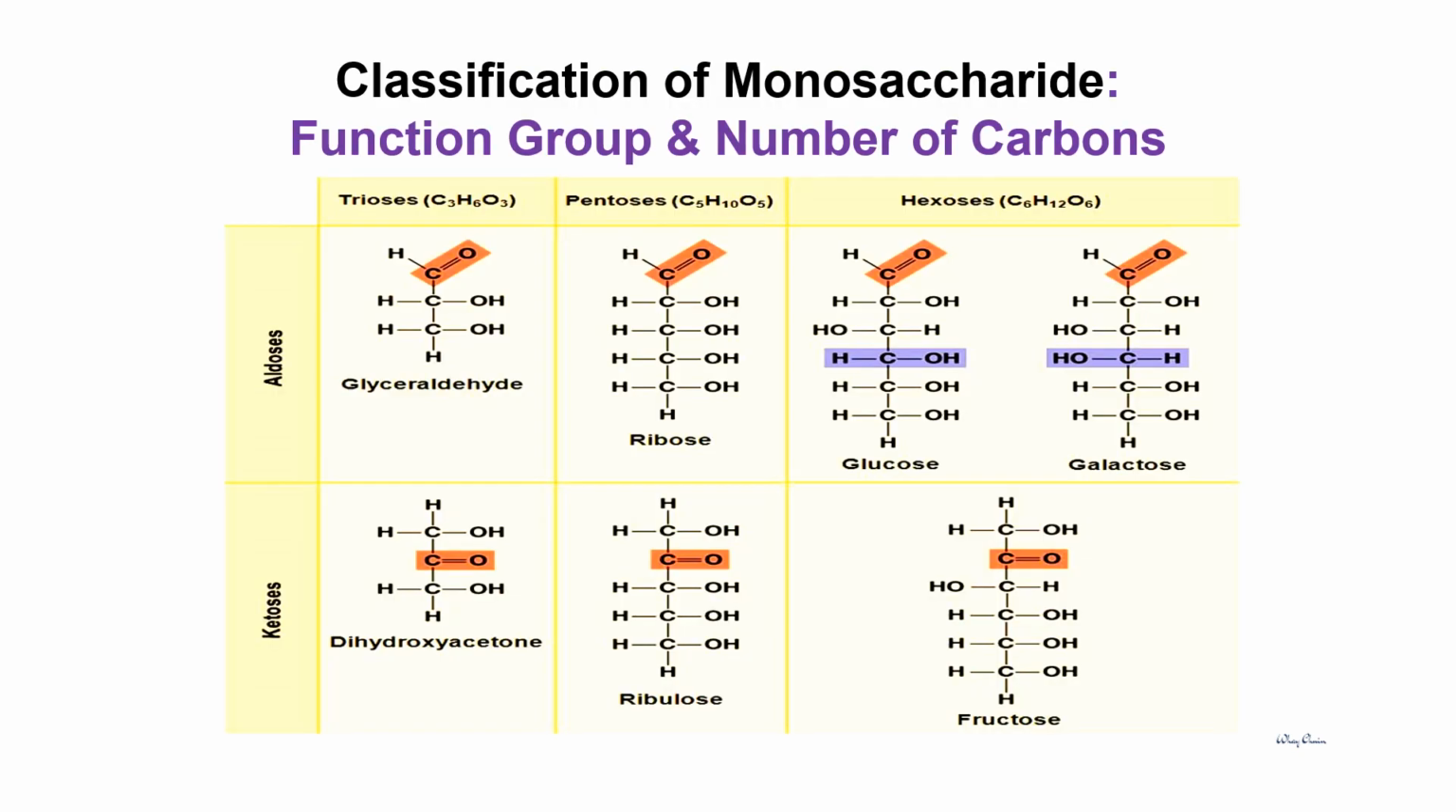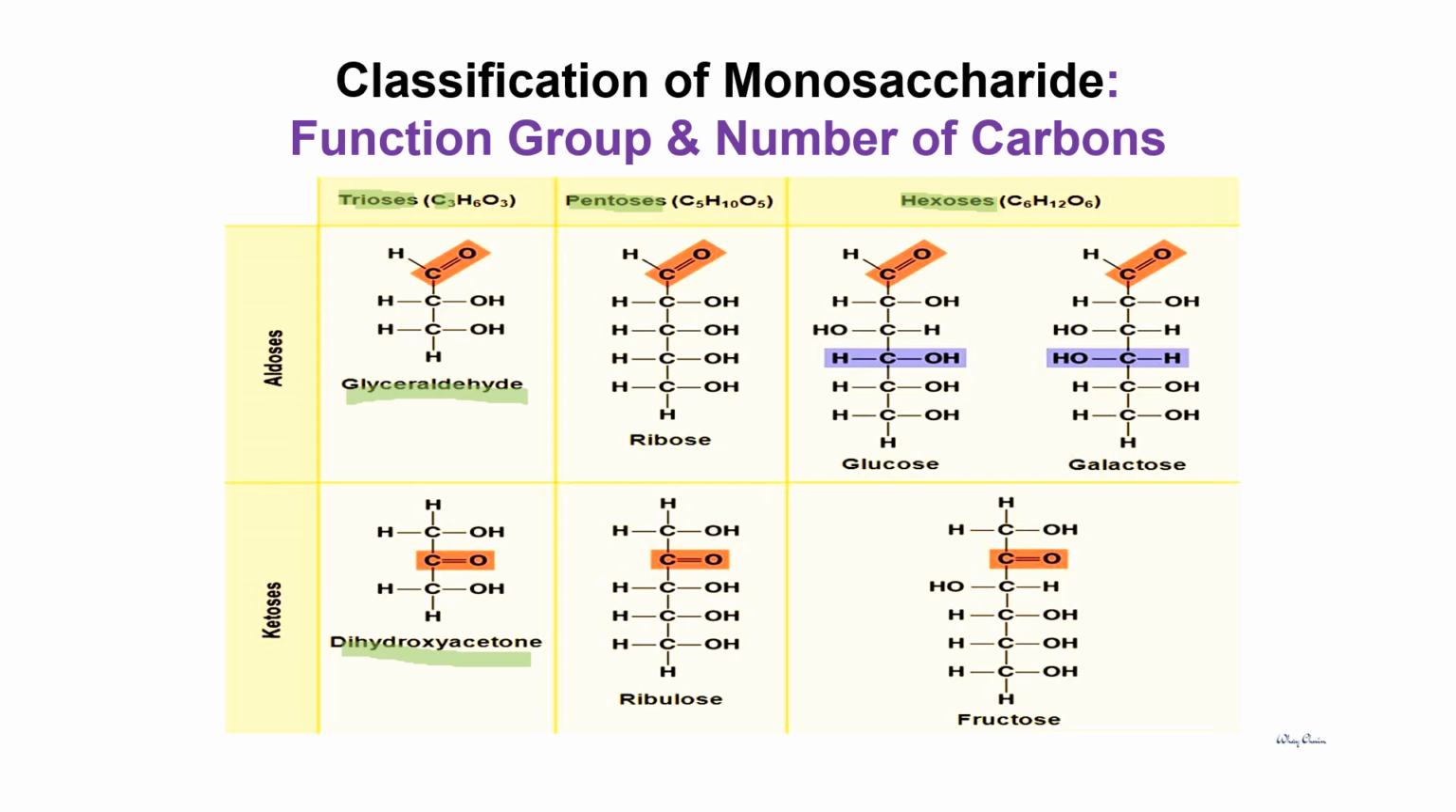The classification of monosaccharide can be divided according to the location of the functional group and the number of carbons. The monosaccharides with the smallest number of carbons are trioses, meaning this monosaccharide consists of 3 carbons, such as glyceraldehyde and dihydroxyacetone. And we have the monosaccharide consisting of 5 carbons, which are pentoses. And lastly, the monosaccharide with the 6 carbon structure is called hexoses.